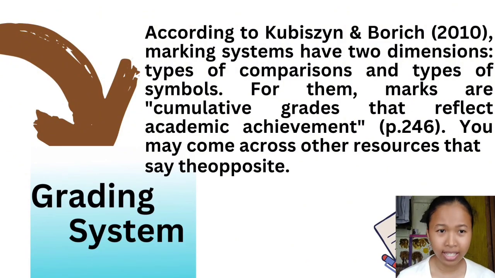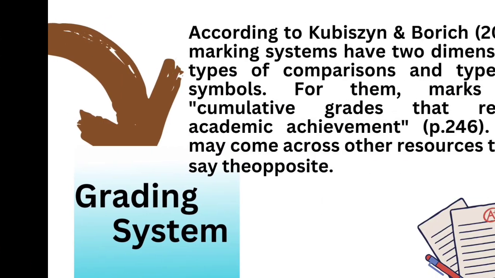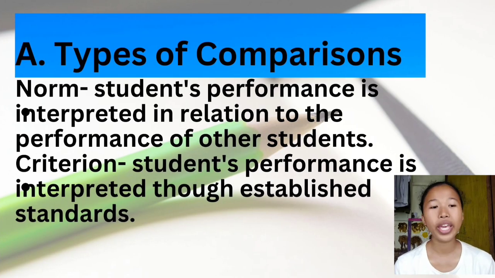According to Kospezin and Boric, 2010, marking systems have two dimensions. We have here the types of comparison and the types of symbols. When we say the types of comparison, we compare the performance of the students to their peers. And for the types of symbols, this is how we represent the performance of the students. For them, marks are cumulative grades that reflect academic achievement. You may come across other sources that say the opposite. Now let's proceed to discussing the types of comparison. We have here the norm and the criterion. I know you are familiar with this.